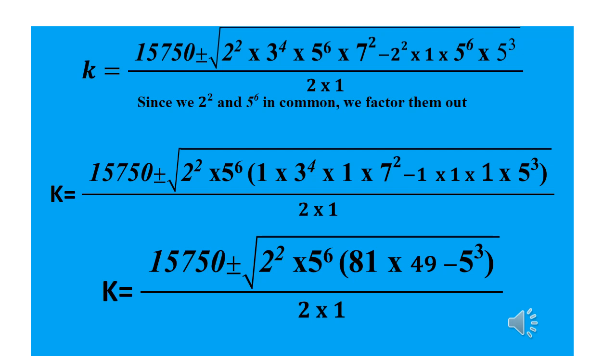So we have k equals 15,750 plus or minus 2 squared times 5 raised to the power 6 into bracket. 3 raised to the power 4 is 81 times 1, that's 81. Then 7 raised to the power 2 is 49 times 1, that's 49, minus 1 times 1 times 1 times 5 raised to the power 3 will give us 5 raised to the power 3, close the bracket, all over 2 times 1.